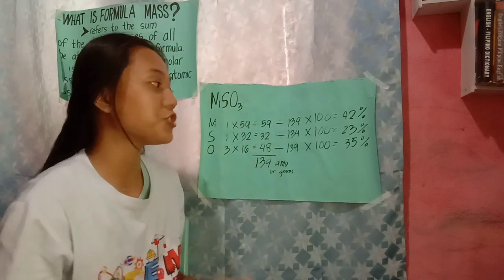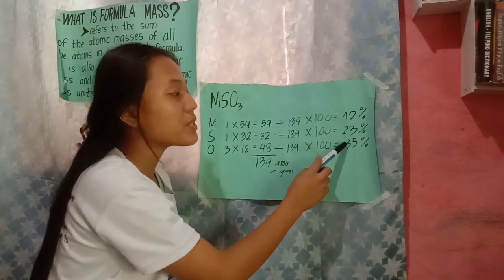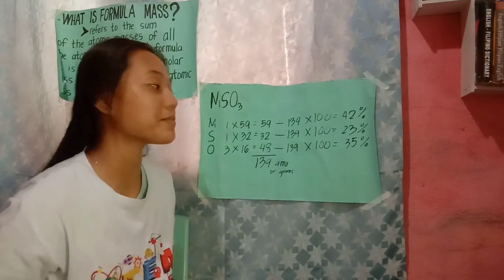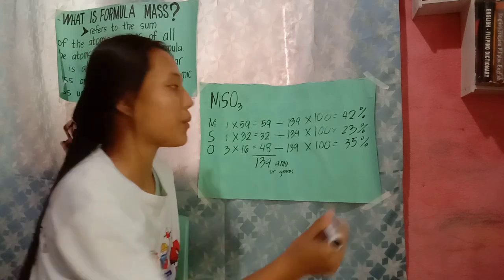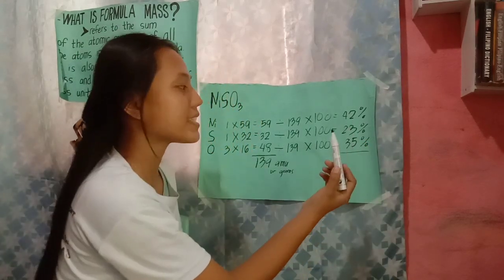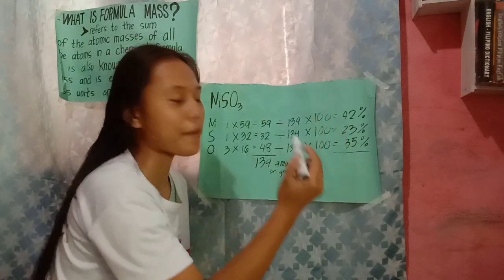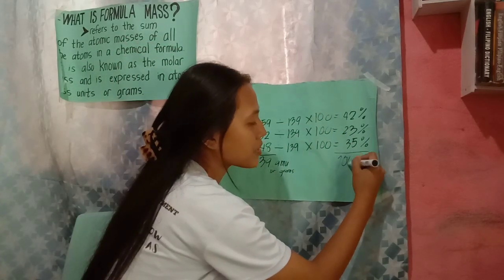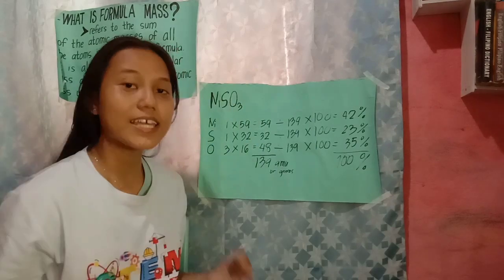So let's check if this percent composition of each element is correct. Let's add all: 42 plus 23 plus 35, so 100%. So it's a check.